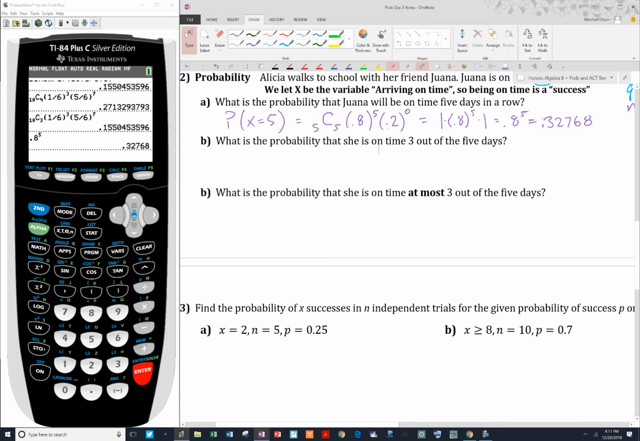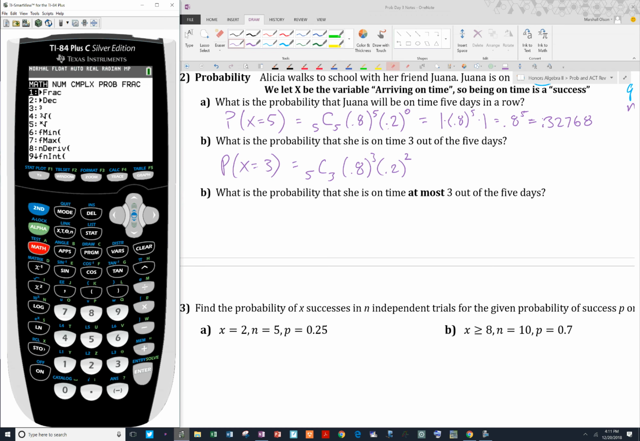All right, now we're going to look for the probability that she is on time 3 out of the 5 days. So now we're looking for the probability that x is 3. So now we have 5 choose 3, 0.8 to the 3rd, 0.2, because we're going to be late 2 days. And this one we can go ahead and type in: 0.8 to the 3rd and 0.2 to the 2nd.